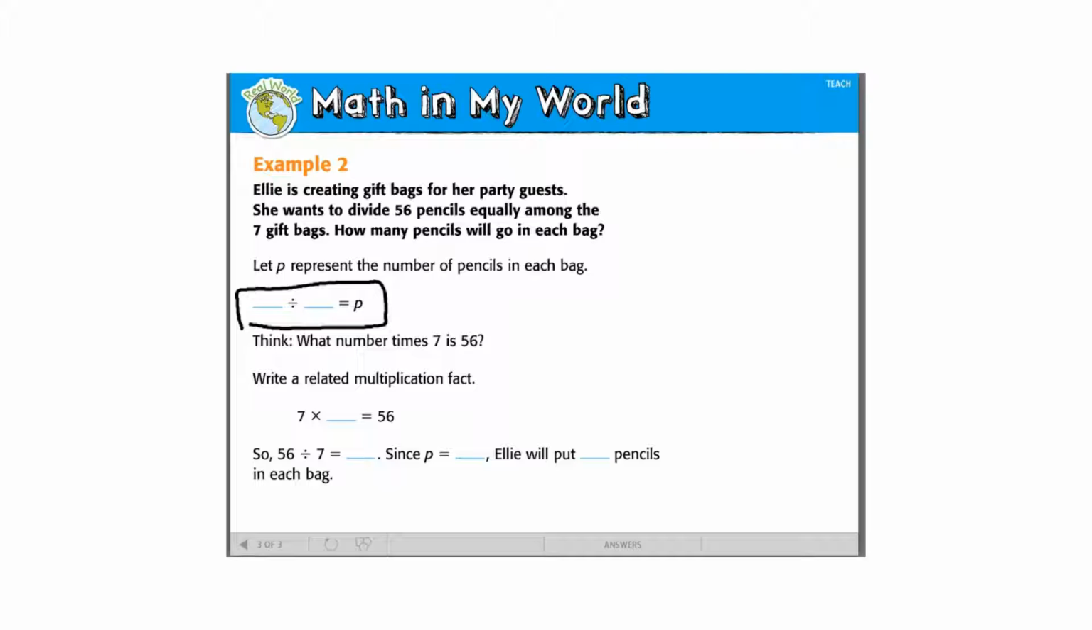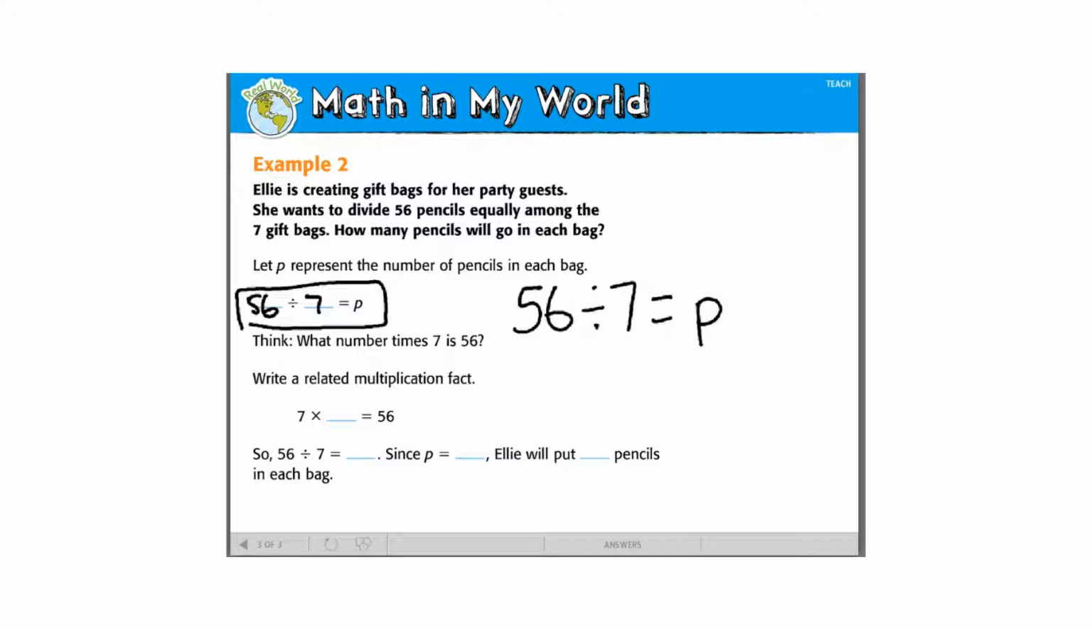So 56 is the total number of pencils that she has, and she's going to divide them equally among 7 bags. So then our equation is going to look like, I'm going to write it bigger, 56 divided by 7 equals, and we use the letter P to represent the pencils that are in each of the gift bags. Now if you haven't really studied your basic facts a lot, this will probably be a little harder. But think about what number times 7 is 56. So what is the number that's missing? Because this is a division problem, but we could use multiplication to help us solve it.